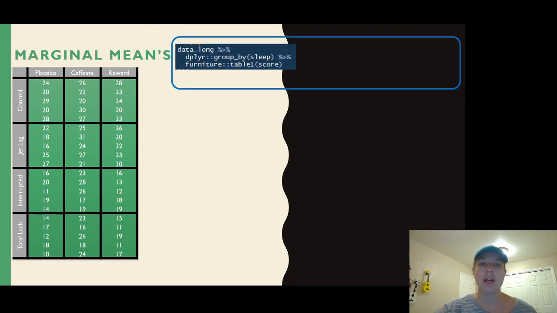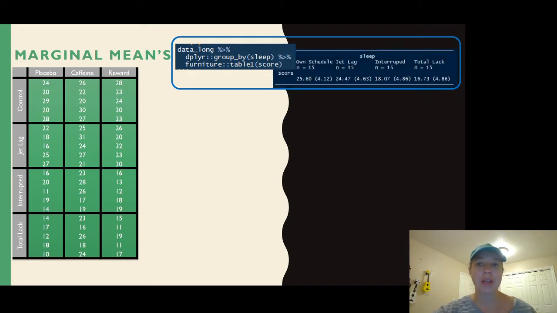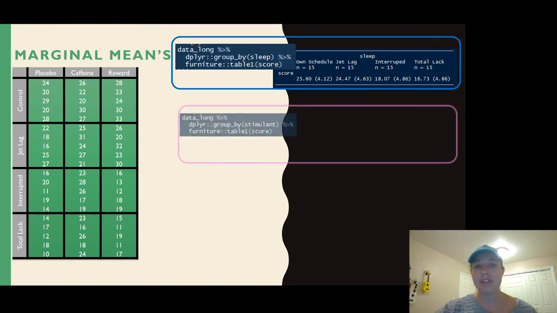So that's the means. If I wanted to do this in R, I could take my data set, group it by sleep, and ask for table1 from the furniture package, and it would give me the average and the standard deviation and the sample size for each of the 4 sleep conditions. Now we said there were 5 participants assigned to each combination. So if we're looking at the own schedule sleep, there were 5 on the placebo, 5 in the caffeine, and 5 in the reward. So here we're collapsing all the controls, no matter what stimulant they're on.